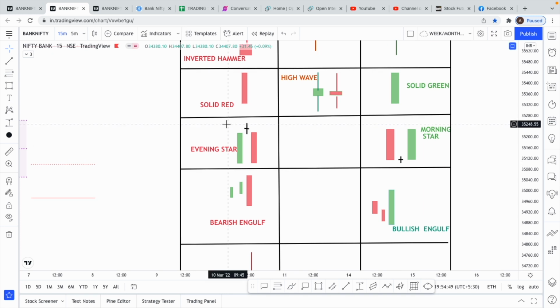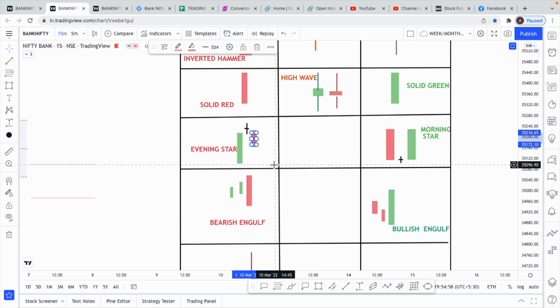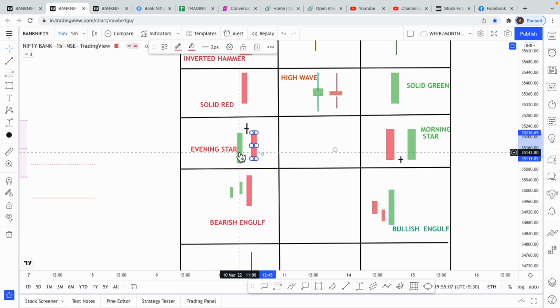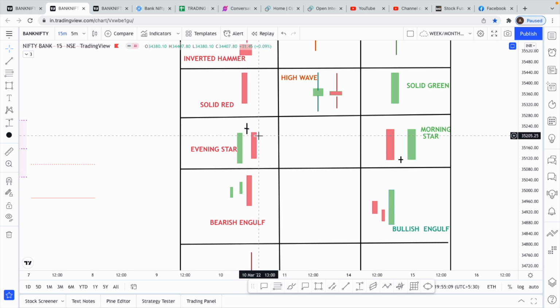See, sometimes what happens, you will see a candle like this. Now this is not an evening star. Say the red candle comes and forms only till here, okay, half. This is not an evening star. The red candle should be at least engulfing, covering at least 80% of this green candle. Then we can refer to it as an evening star.